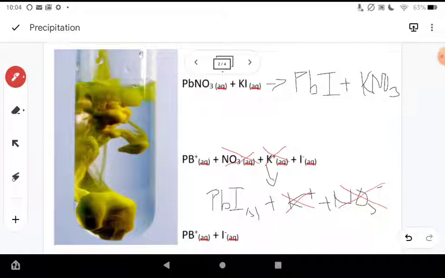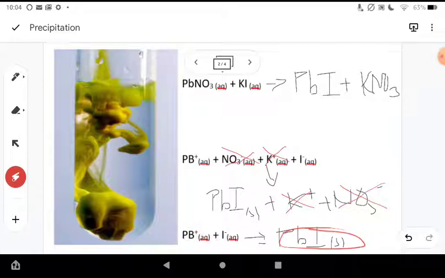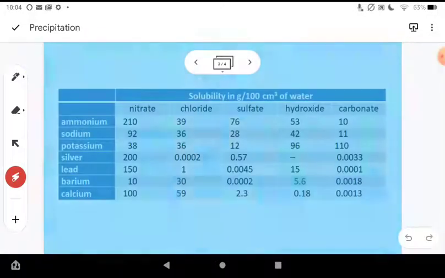So what we actually do, we turn this into an ionic equation, and there is another video on ionic equations that you can have a look at, but the actual equation for this would be just this. So lead, which would be Pb with a little b, plus I gives you PbI. Now, why does this happen?